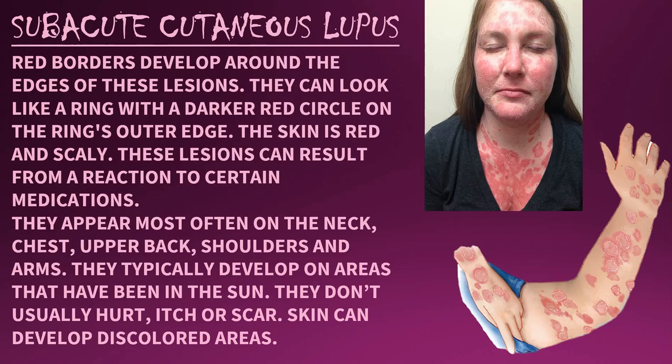They appear most often on the neck, chest, upper back, shoulders, and arms. They typically develop on areas that have been in the sun. They don't usually hurt, itch, or scar. Skin can develop discolored areas.